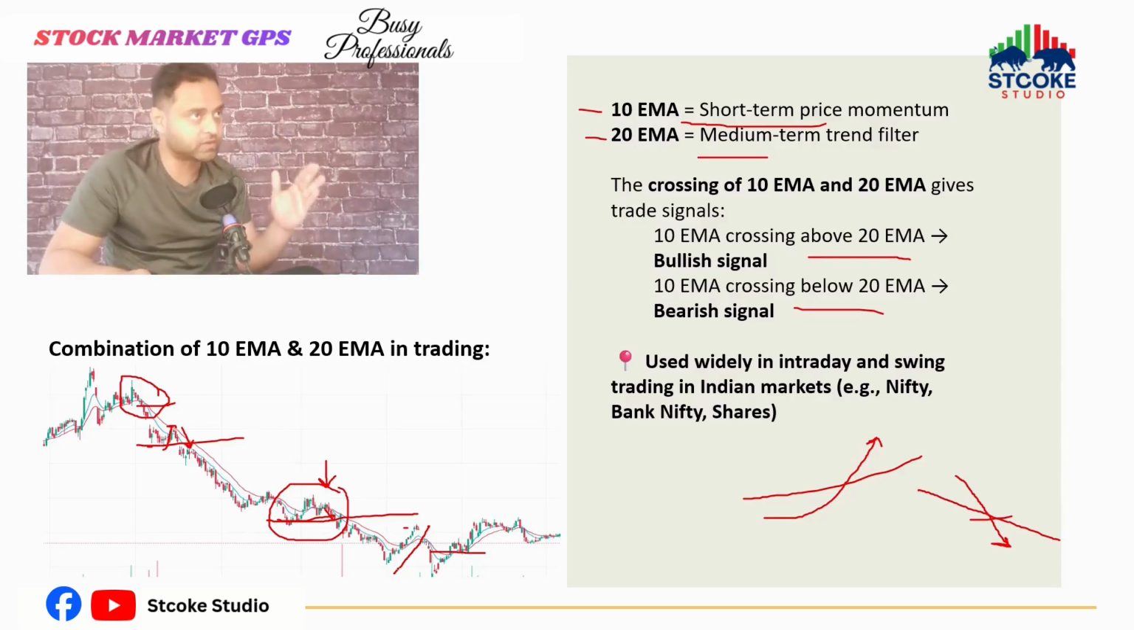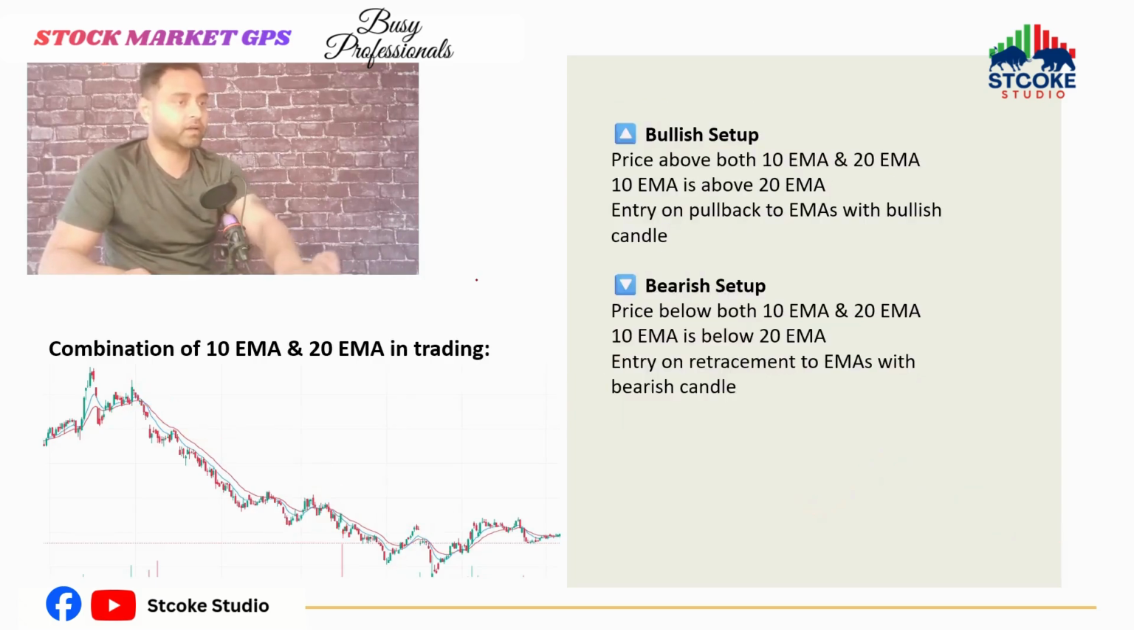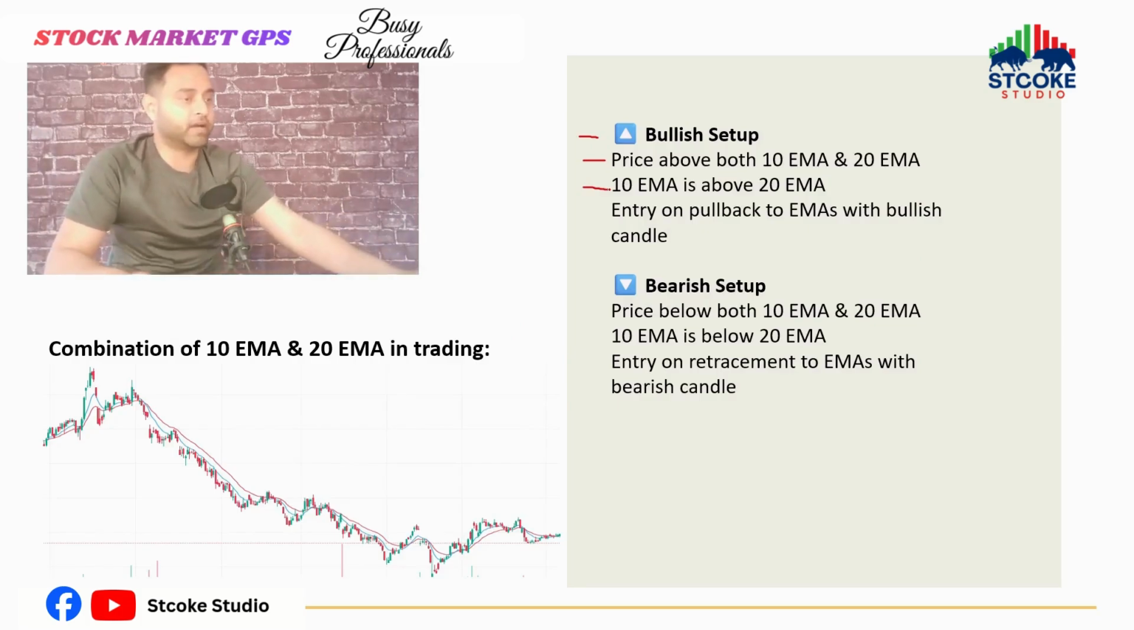When the price is just crossing the EMAs or taking a support on EMA, तब आपको बाई साइड में ट्रेड लेना है. On the other side, जब price is crossing below EMAs or taking a resistance at EMAs, तब आपको शॉर्ट साइड में ट्रेड लेना है. Okay. Bullish setup कब बनता है? When price, there are two conditions basically. When price is above both 10 and 20 EMAs and 10 EMA is above 20 EMA. अगर ऐसा सेटअप बनता है, then it's a bullish setup.